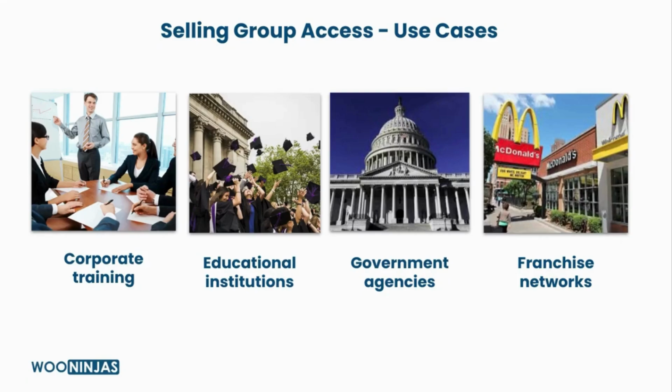Finally, we have franchises. Franchise networks often need to provide uniform training across multiple locations, and they need all their employees to know the exact same things and work in the exact same way. For instance, a fast food chain might invest in an online food safety training program and would want to purchase a course with access for all their employees.